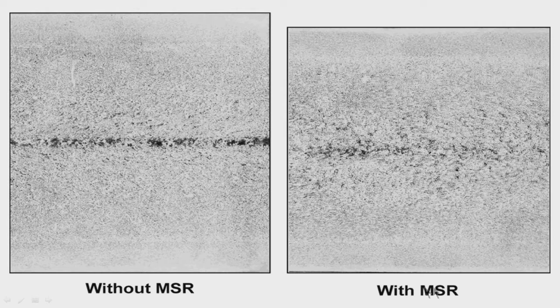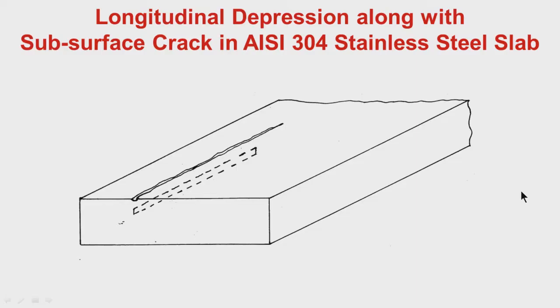Then how with mechanical soft reduction the intensity of central defect, central crack or central segregation is coming down. This is just to show.